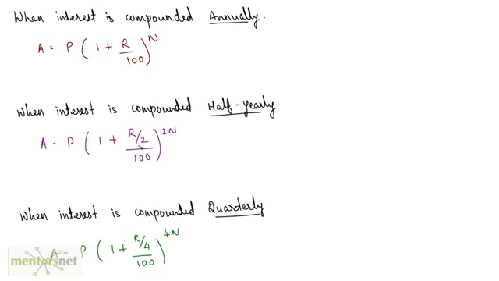Obviously when the interest is compounded half-yearly, you are going to halve the rate. Now why did you double the time period? Because 2 half years is 1 year. That's why we doubled the time period. The same is the case when the interest is compounded quarterly. So the rate will be divided by 4 and the time period will be multiplied by 4, right? So you should remember these formulas. If you remember them, it becomes very easy to solve problems.